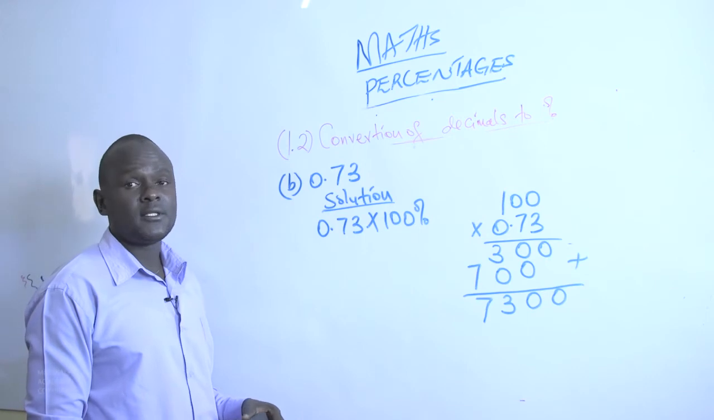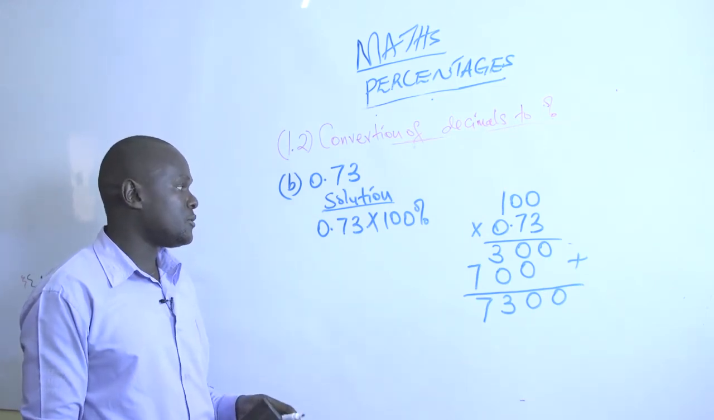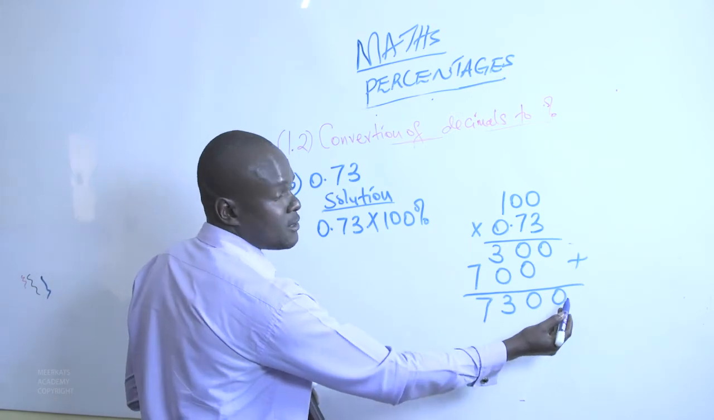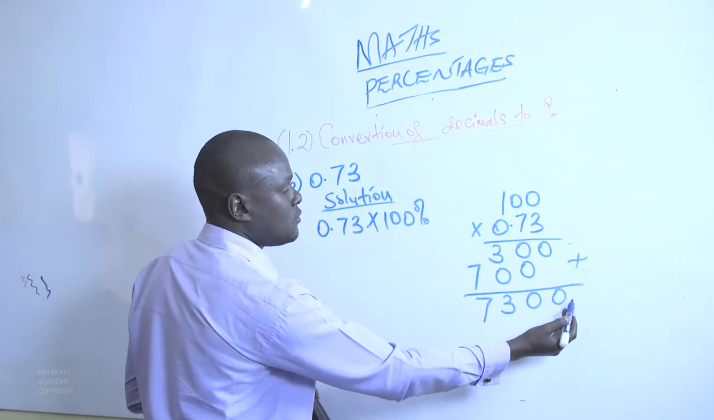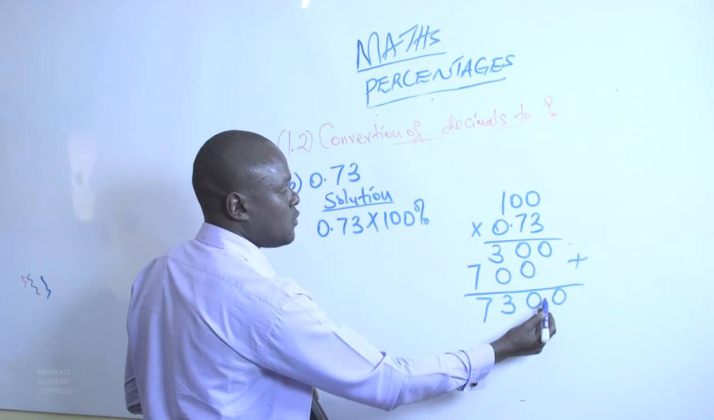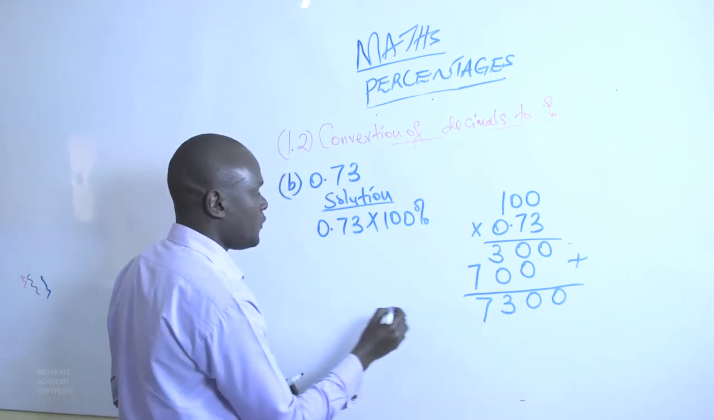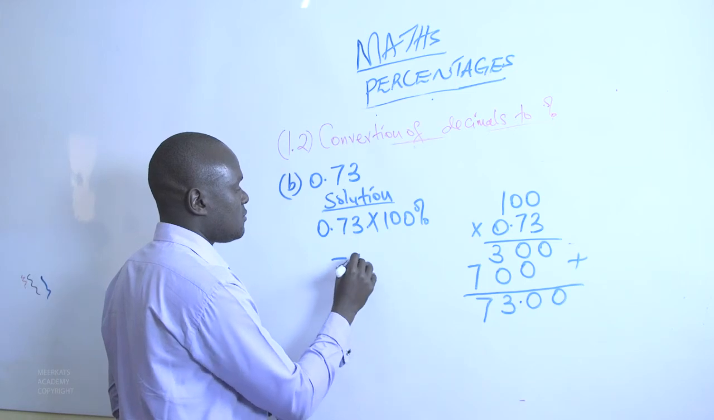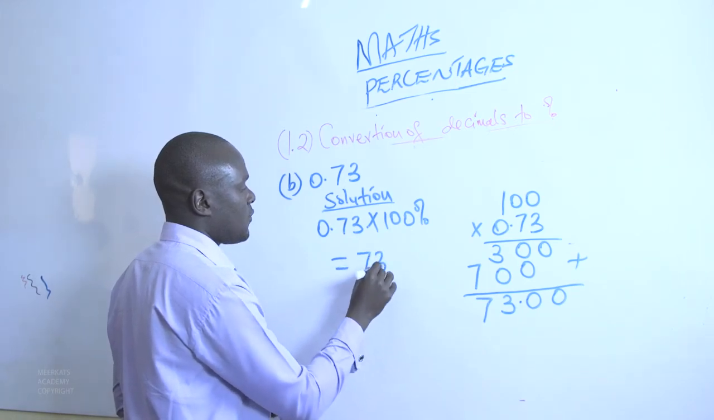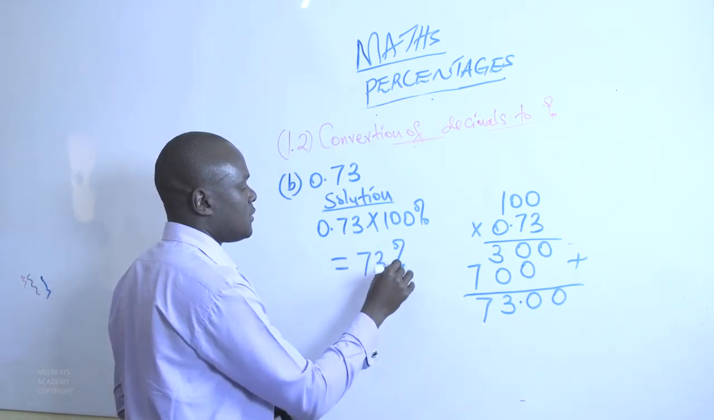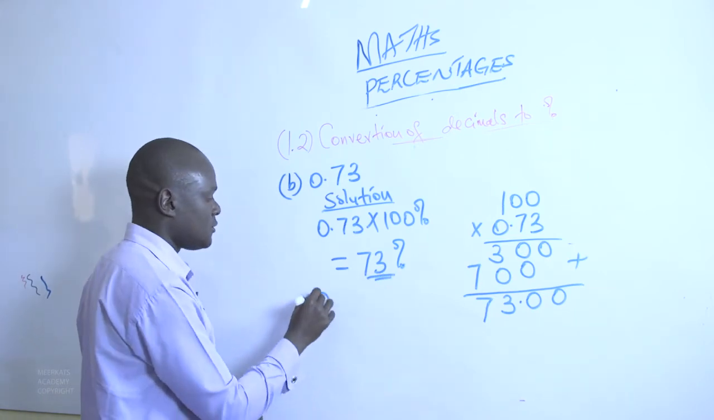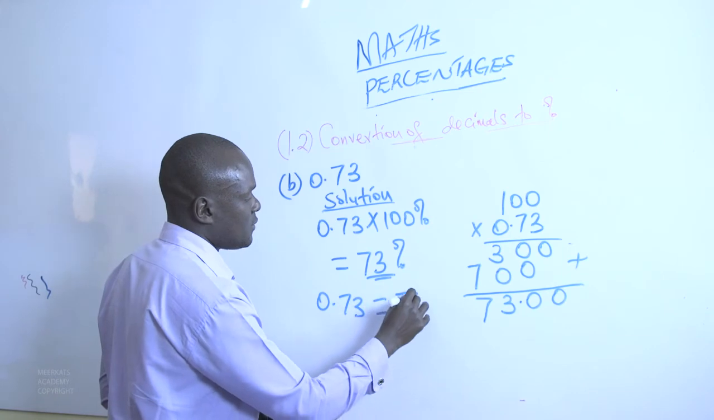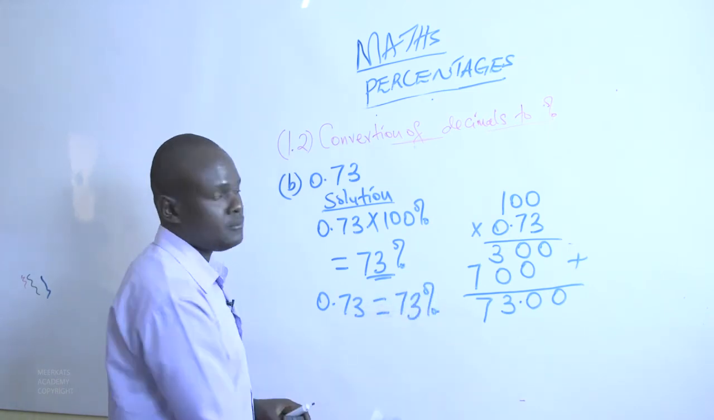How many decimal places did we have in the initial decimal number? 2. So we count 2 decimal places from the right towards the left. This is 1, 2. So we have, this will be the same as 73%. So we are saying 0.73 is the same as 73%.